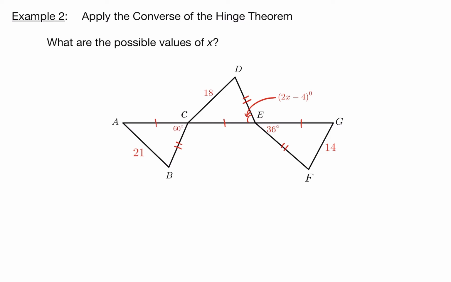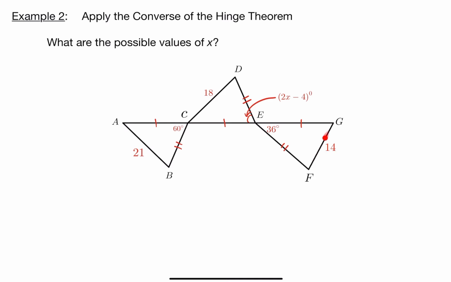We know in this triangle that side CE is the same as side EG, because of the single hash mark. And likewise, side DE is the same as side EF because of the double hash mark. So the included angle here, which I'm going to call angle CED, is opposite side 18. We're going to keep that in mind. And then angle GEF, which is 36 degrees, is opposite side 14.